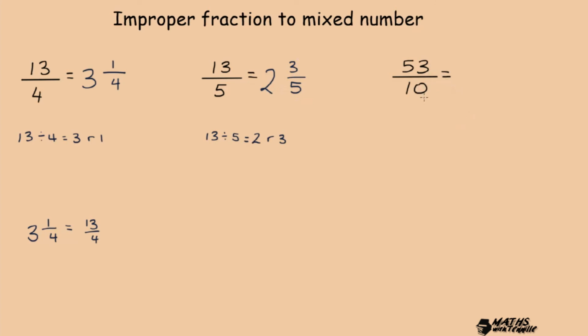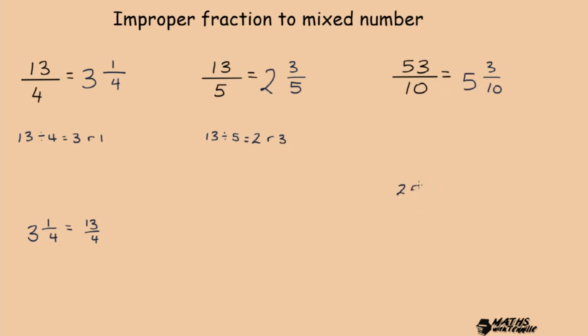53 over 10. Again, how many 10s go into 53? 10 times 5 is 50. So I can have 5 wholes and I have a remainder of 3, and my denominator remains the same. Let's do one more.